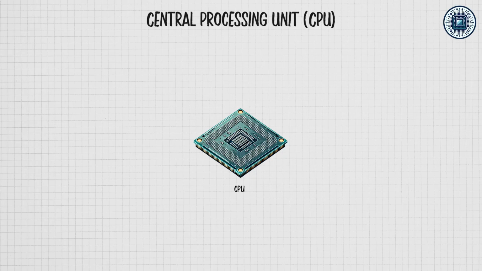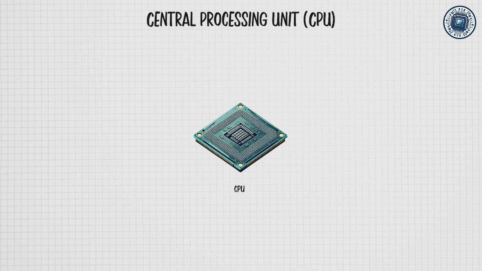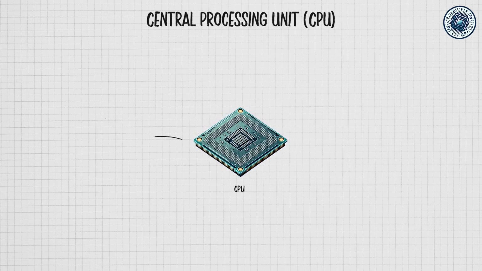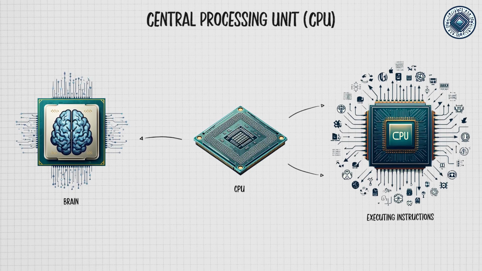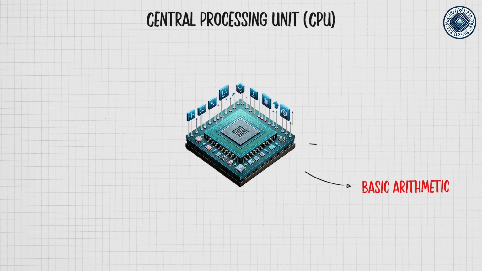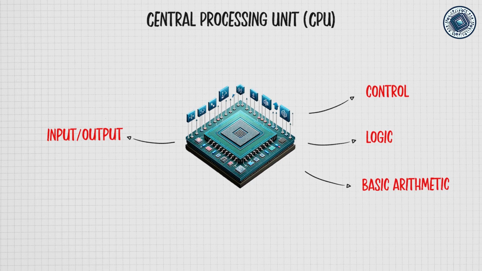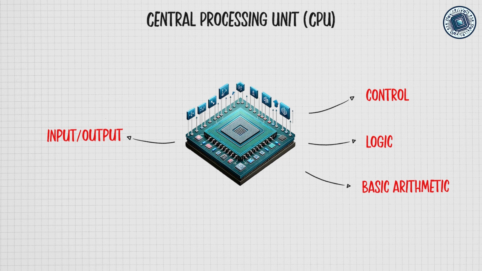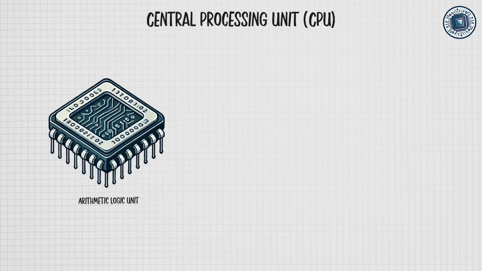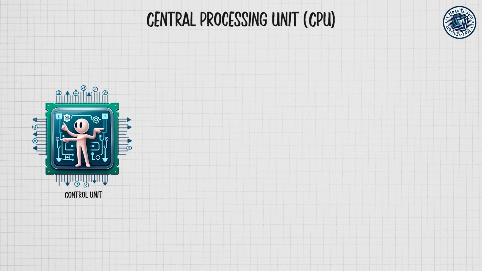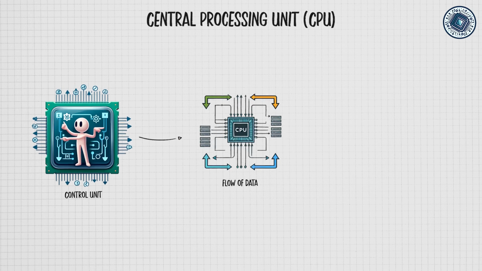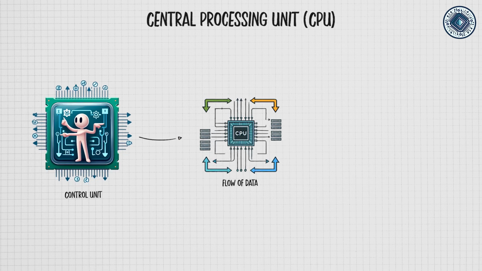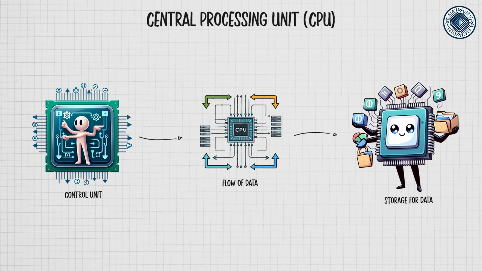harmoniously. The Central Processing Unit, or so-called CPU, often referred to as the brain of the computer, is a critical component responsible for executing instructions from programs and performing the basic arithmetic, logic, control, and input-output operations specified by these instructions. It consists of several key parts, including the arithmetic logic unit, which performs mathematical and logical operations, the control unit, which directs all processor operations and manages the flow of data within the CPU, and various registers, which provide storage for immediate data and instructions.